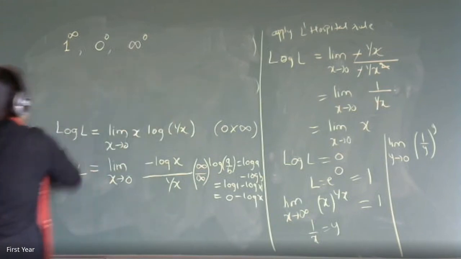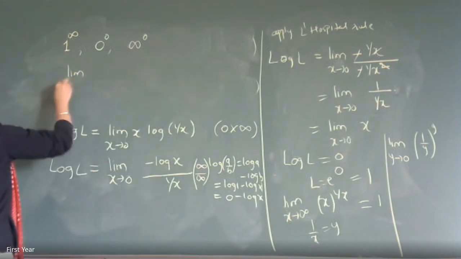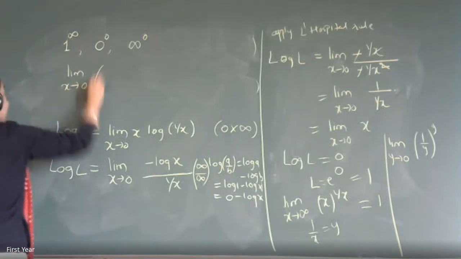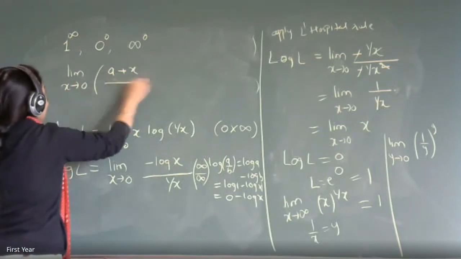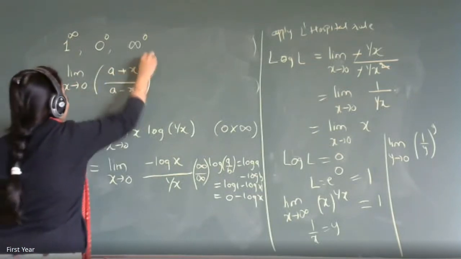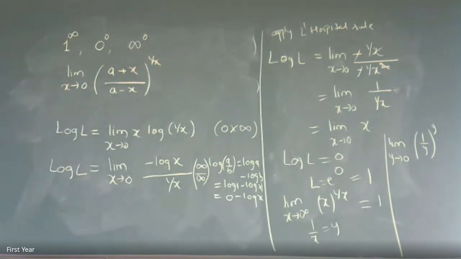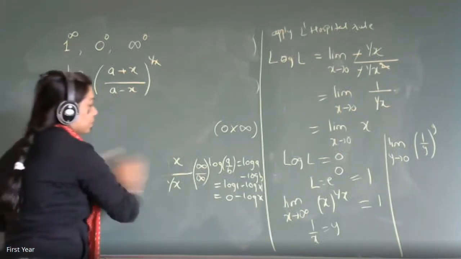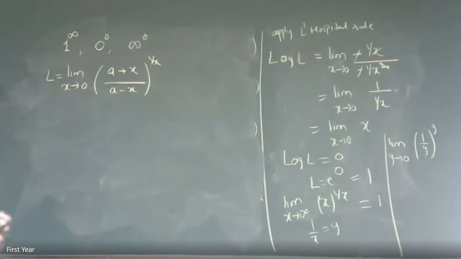So now you try to solve this question. Evaluate the limit as x goes to 0 of a plus x upon a minus x whole raised to 1 by x. What's the form? You identify that first and then solve. Raised to infinity. Yes, this form is 1 raised to infinity.